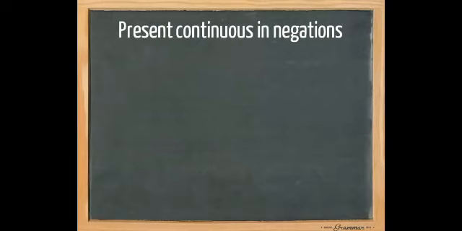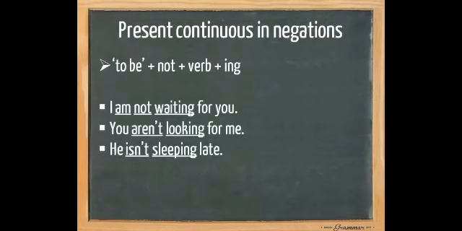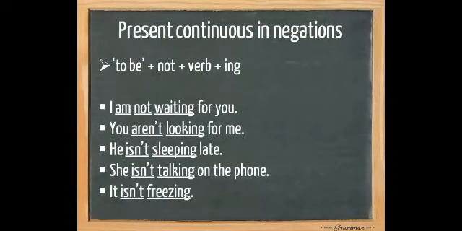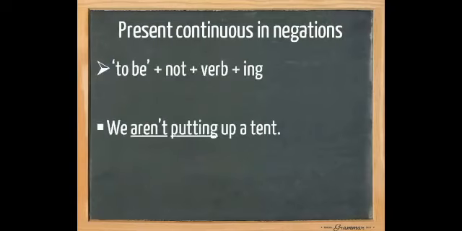Let's have a look at present continuous in negations. Again, we use the auxiliary verb to be and we add not. We use the infinitive form of the verb and ing. I'm not waiting for you. You aren't looking for me. He isn't sleeping late. She isn't talking on the phone. It isn't freezing.